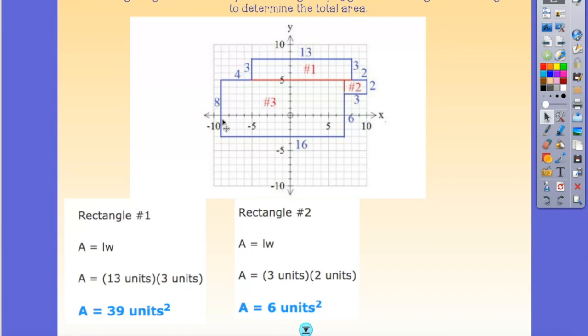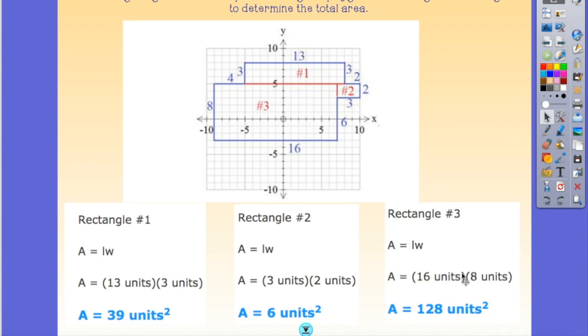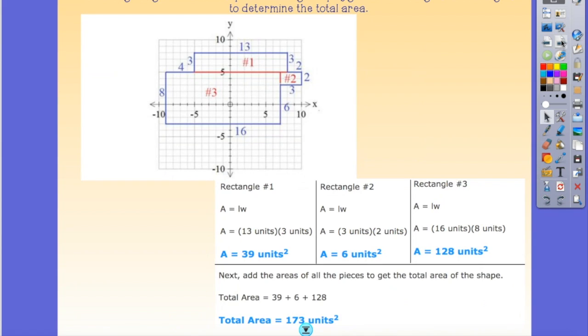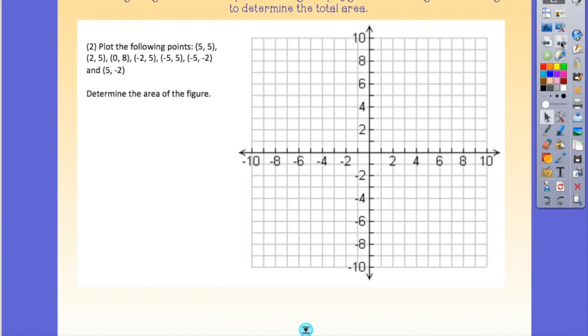This largest bottom rectangle here, the long side is 16 units, 16 individual boxes, and the shorter side is 8 units. And when I do 16 times 8, I get 128 units squared. So my last step is to add up these 3 areas, 39 plus 6 plus 128, and I get 173 units squared.